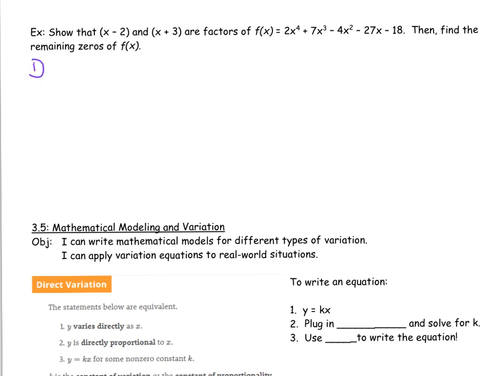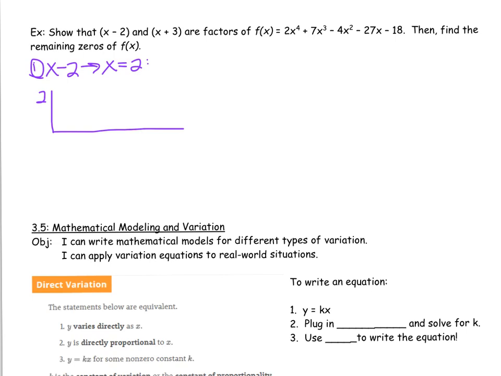So for step 1, we're first going to show x minus 2 is a factor, and then we'll show x plus 3. If x minus 2 is a factor, we know we're going to plug in x equals 2 and test that in synthetic division. That means the 2 goes on the outside. And looking at our quartic function f of x, we have 2x to the fourth, 7x cubed, negative 4x squared, negative 27x, and negative 18 as our constant.